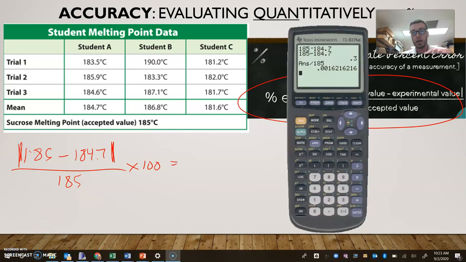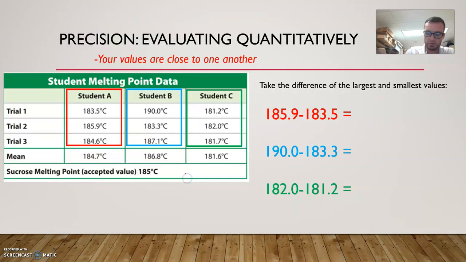All right, if you take a look at my calculator, you can see the math I did. I took the difference of the accepted value and the experimental value. I divided it by the accepted value, and then the last step here is to multiply that by 100. That puts it as a percentage, and our percentage that we get is 0.162%.